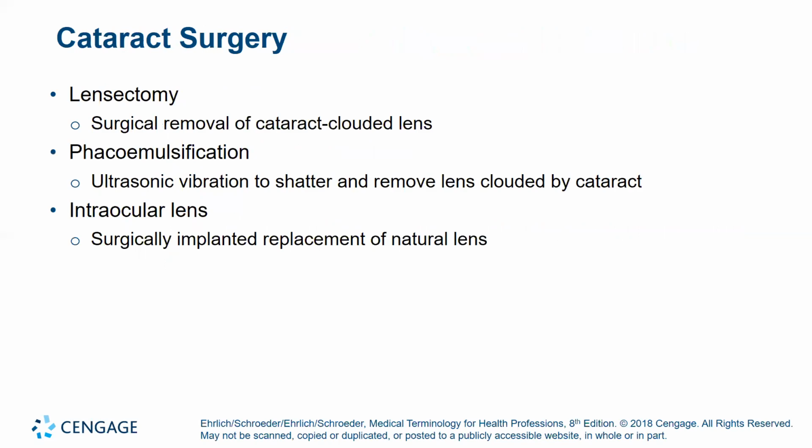Cataract surgery, you could have a lensectomy. This is just surgical removal of the cataract clouded lens. You could have a phacoemulsification. That's an ultrasonic vibration to shatter and remove lens clouded by cataract. Or you could have the intraocular lens. This is where you surgically implant a replacement of the natural lens.